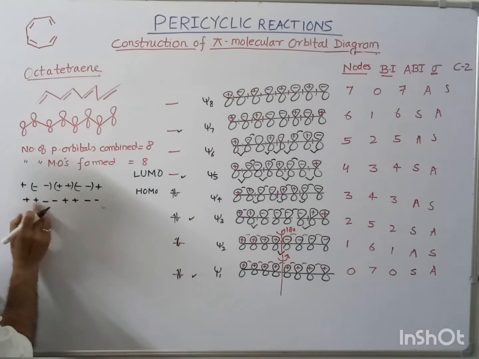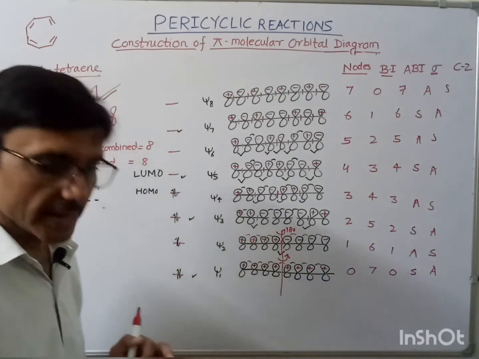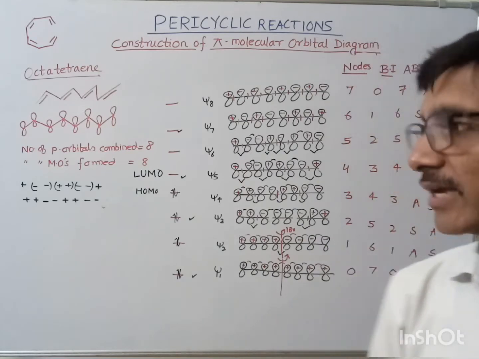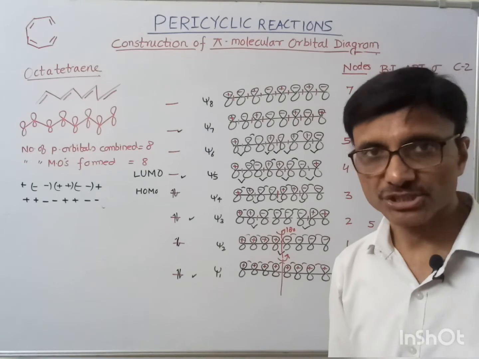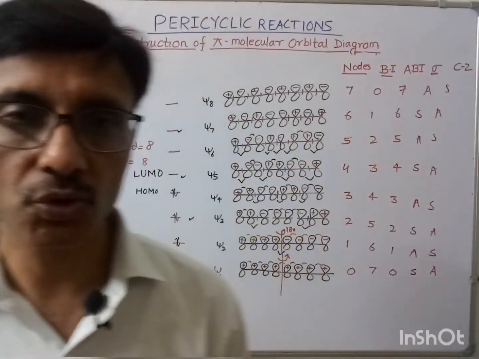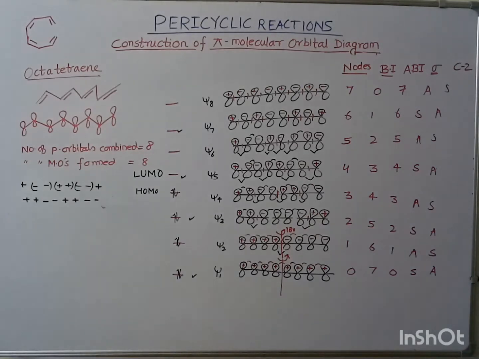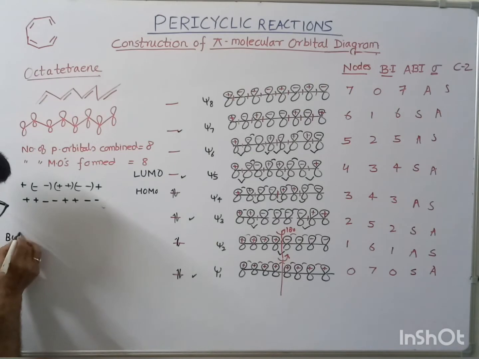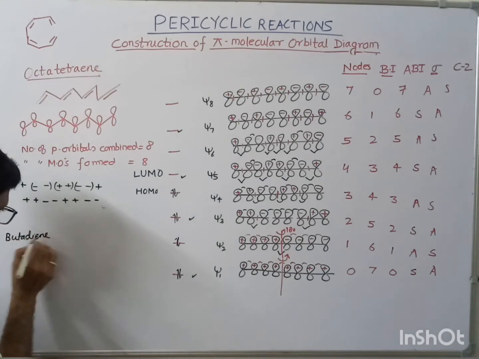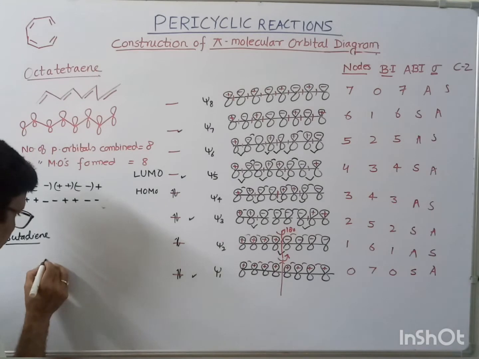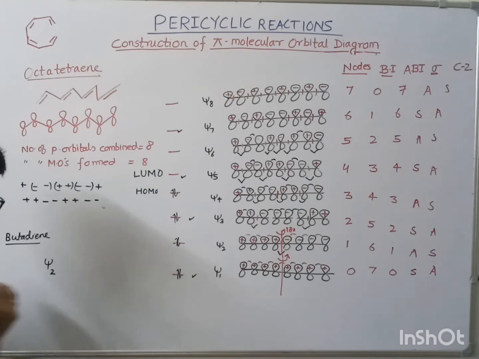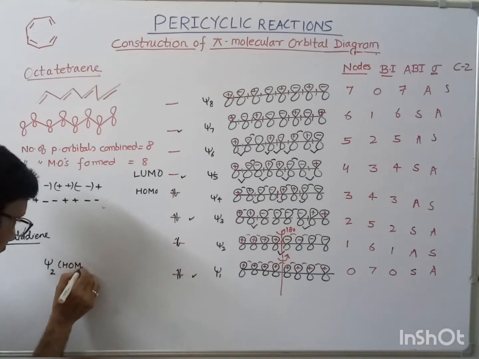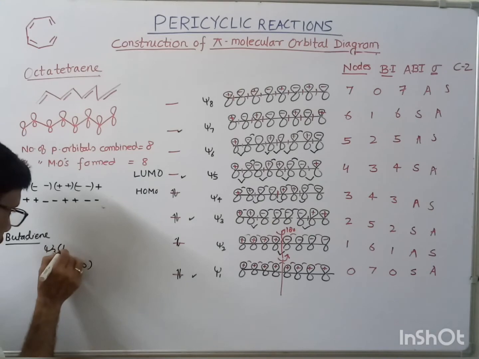Okay, this is like this: plus plus minus minus plus plus minus minus. In the same way we can see the sign of the HOMO for the other systems also. If you want to write the HOMO for butadiene, psi 2 is the HOMO for butadiene, and psi 3 is the LUMO for butadiene.